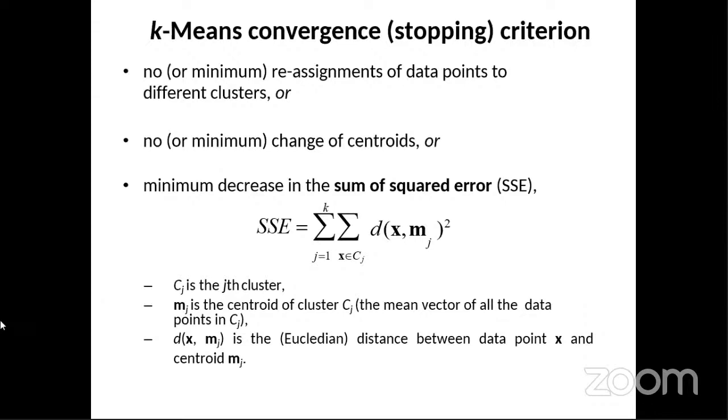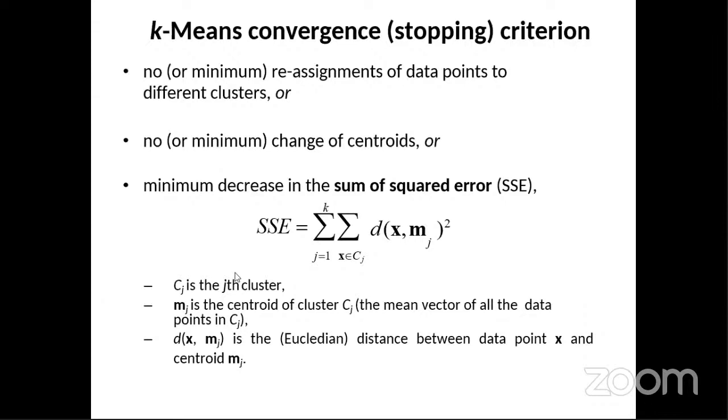or we can say that there is no or minimum change of centroid, because we are recomputing the centroid, and if there is no change in that centroid value, or a very slight change, we can say that now the cluster is formulated well and we can stop here. And if there is minimum decrease in the sum of squared error, as we said, this is also a popular measurement to understand whether we have achieved the dissimilarity measure between two nodes or not. So this sum of squared error is the Euclidean distance between any given node X and the centroid of a given cluster.